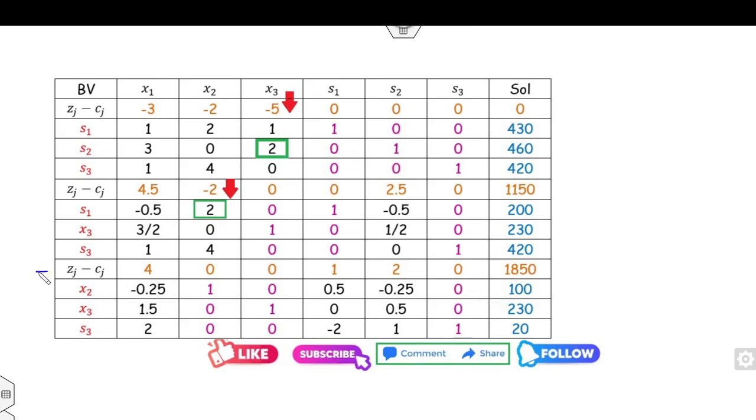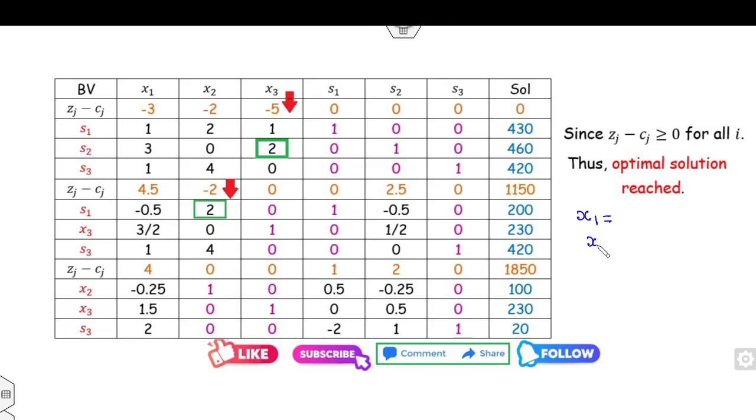Clearly the Zj minus Cj are my positive. So that means the optimal solution is reached. My target is to find x1, x2, x3. So x1, there is no x1. This is 0. x2, answer is 100. x3 is my 230 and your maximization of Z is my 1850. Make sure, student, x1 is not present in the final table, so that's why the answer is 0.